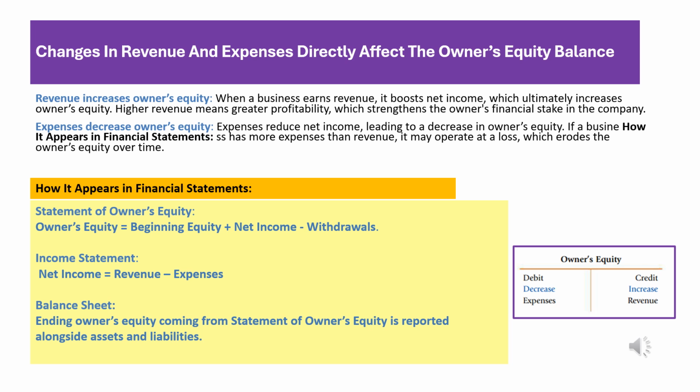How it appears in financial statements. The income statement shows revenue minus expenses to calculate net income. The statement of owner's equity starts with beginning equity, adds net income, and deducts owner withdrawals, leading to ending equity. On the balance sheet, the ending owner's equity coming from the statement of owner's equity is reported alongside assets and liabilities.